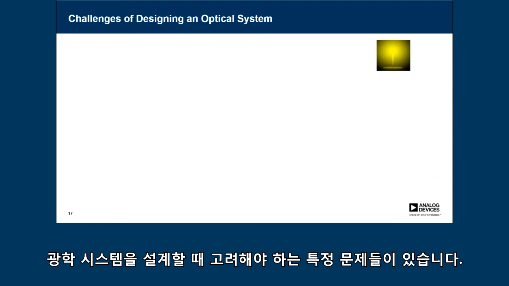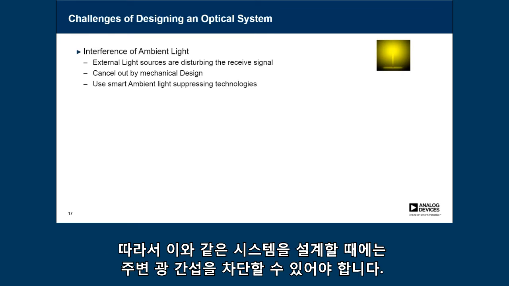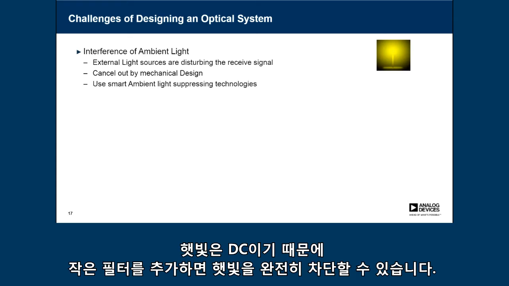While designing an optical system, there are certain issues that you need to take into consideration. First of all, the interference of ambient light is something that could destroy your measurement very easily. So if you are going to design a system like this, you need to make sure that you can reject ambient light interference. Usually, if you have ambient light coming from the sun, that's easy to cancel out, since sunlight is DC. So if you have a small filter, you can completely reject the light coming from the sun.